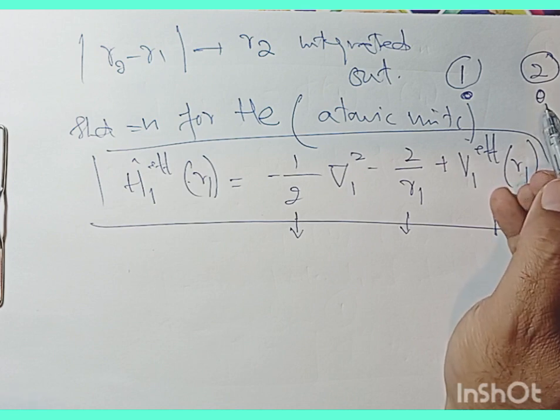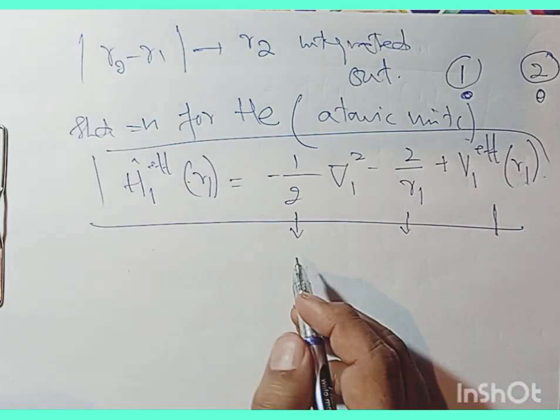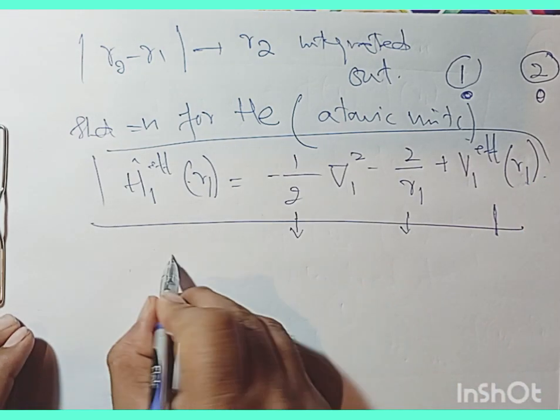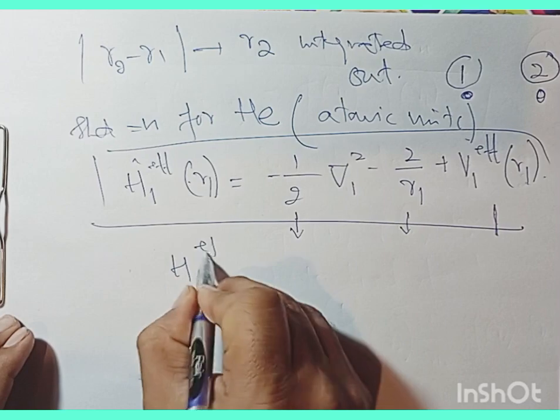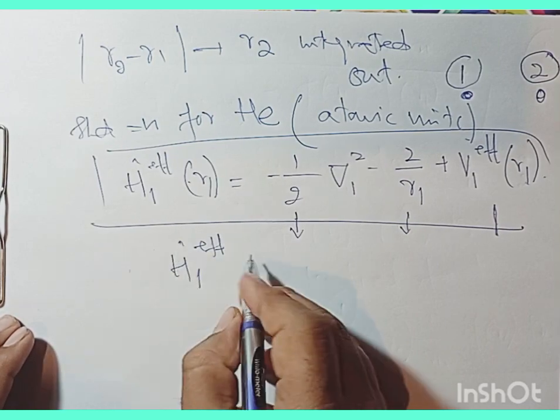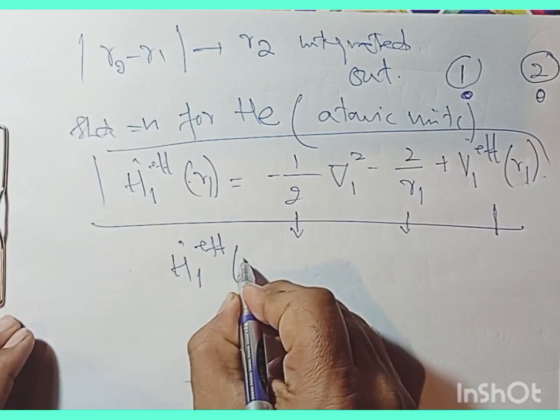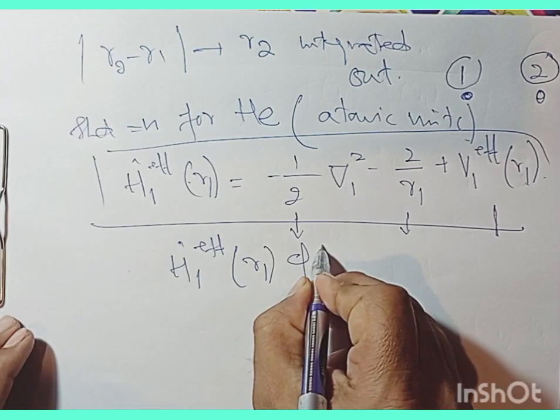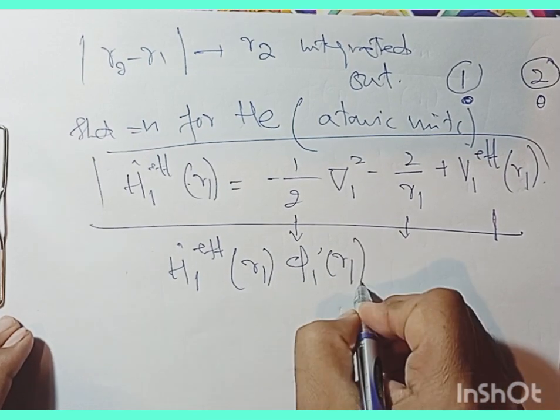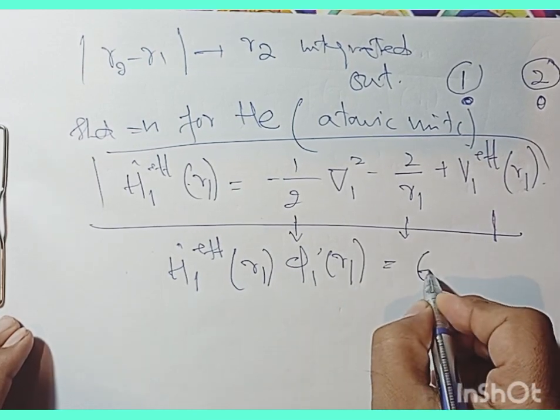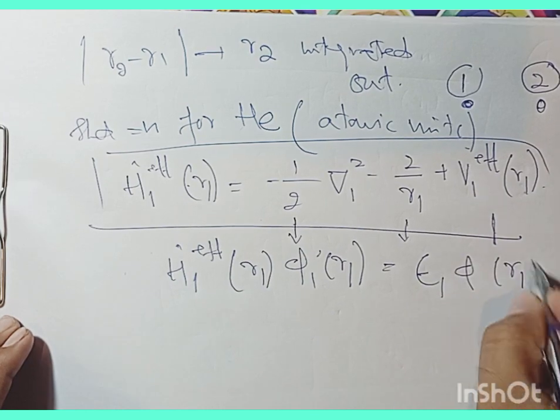And we have an equation like that of the hydrogen atom here, and we can think of H1 effective for electron 1 acting on phi 1 R1, coming up with the eigenvalue E1 phi R1.